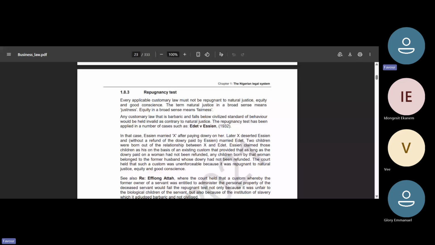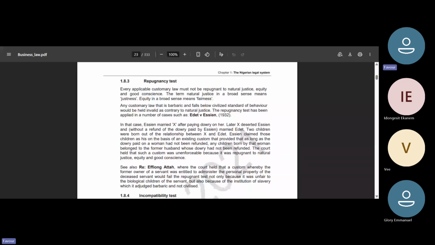by the family members. So in case the person should marry another person, another dowry is going to be paid. So it's basically saying that the person who paid the dowry that has not been refunded is the owner of the children. But the court said no, this is not just, this is not equity, and this is not in good conscience. So this custom was not enforced in this case. It did not pass the repugnancy test.